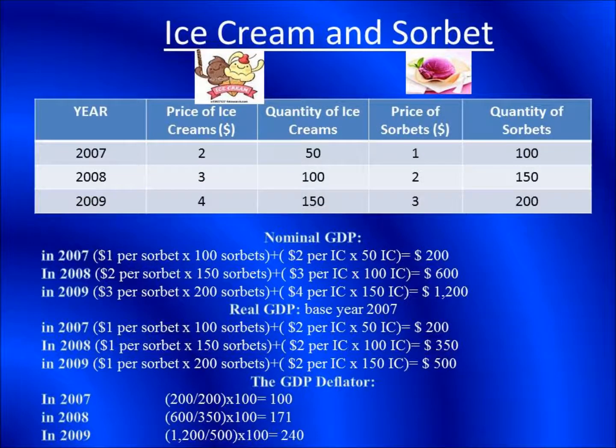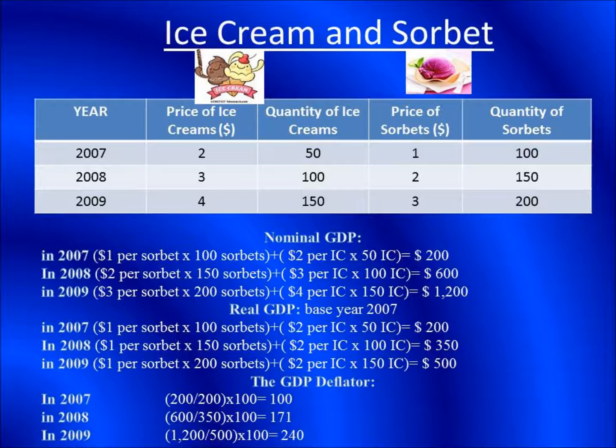Next, we will discuss nominal and real GDP. Nominal GDP values the production of goods and services at current prices. Real GDP values the production of goods and services at constant prices. An accurate view of the economy requires adjusting nominal to real GDP by using the GDP deflator.